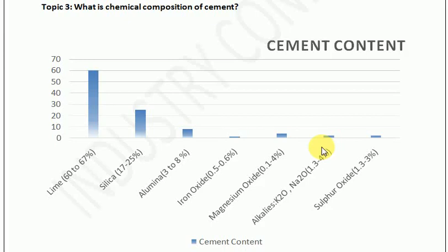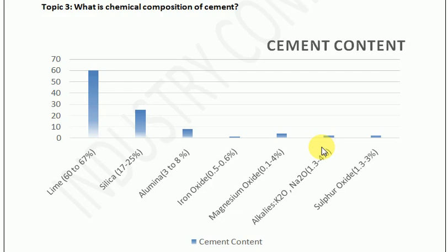Now, after understanding the process of manufacturing of cement, we'll come to the most important topic, which is the chemical reactions in the cement. What are the chemicals involved? Being a civil engineer, this is one of the most important areas in concrete technology that one must master.